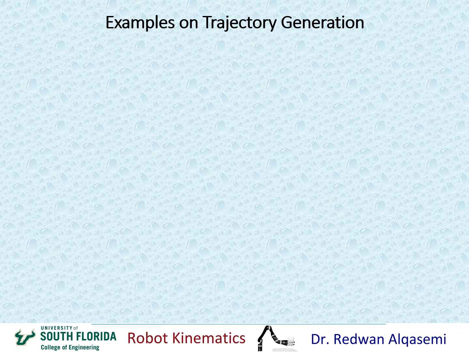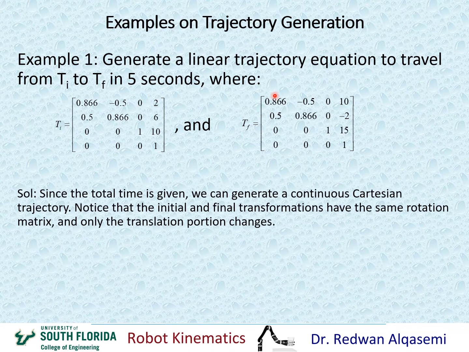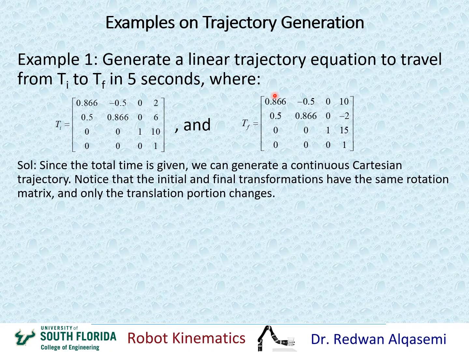Here we're going to take some examples on trajectory generation. Our first example is to generate a linear trajectory equation to travel from T initial to T final in 5 seconds, where T initial is given here and T final is given here. So we're given T initial, T final, and the total time required to go from T initial to T final. Let's look at the solution.